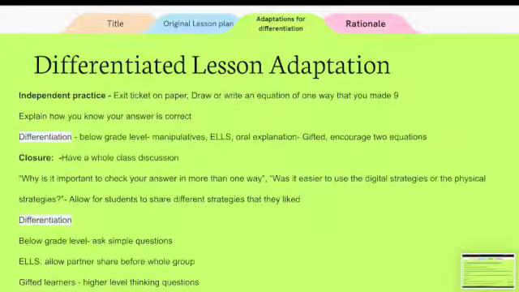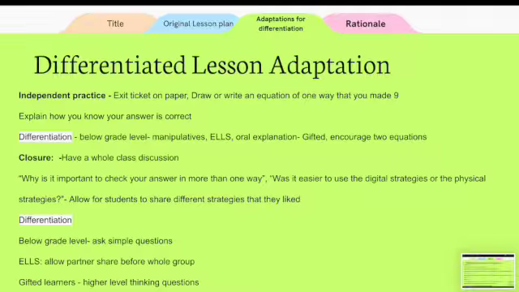For independent practice, we have an exit ticket on paper where students will be drawing or writing an equation of one of the ways that they made 9. They're going to explain how they know that their answer is correct.